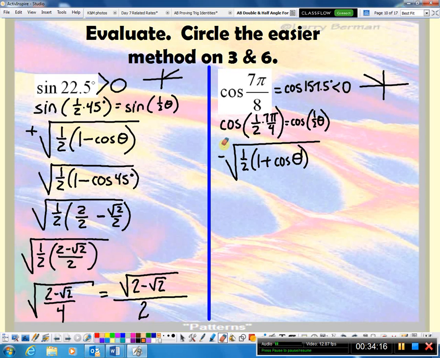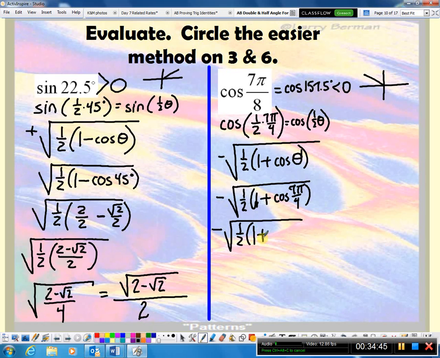Now I'm going to go from there. How do I finish the problem out? Well, I've got negative square root of 1/2 times 1 plus cosine theta, which would be the same thing as cosine 7 pi over 4. 7 pi over 4 is what's in place of theta. Well, how do you evaluate cosine 7 pi over 4? The way you always have. 7 pi over 4, remember, is in the cosine quadrant. So cosine of 7 pi over 4 stays positive. It's positive root 2 over 2.